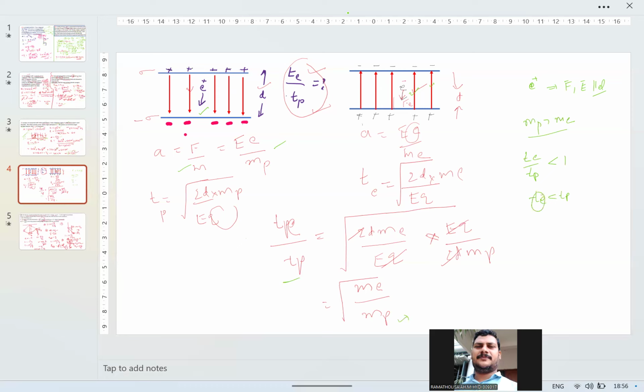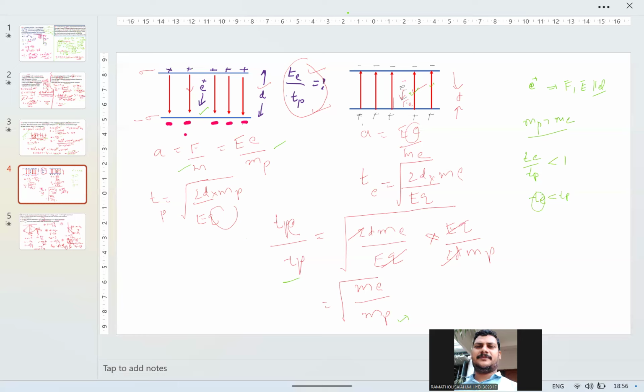So in this case, the time taken by the electron is less than the time taken by the proton, because the force is the same, but the mass of the electron is less. That is the reason it is taking less time.